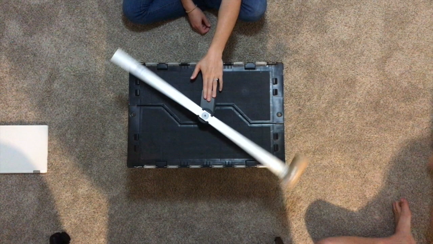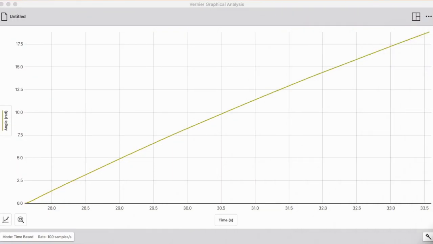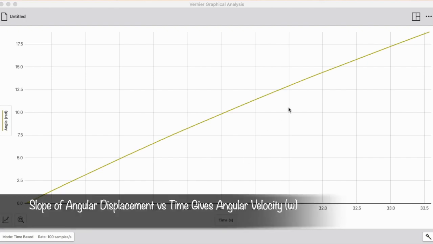Now let's use the graphical analysis software to analyze the data we just collected. All right, so this is the full data that we just collected. As you can see, on the vertical axis, we have angle, or the angular displacement, and on the horizontal axis, we have time. And so the slope of this line would be in radians per second. That would give us the angular speed, or the angular velocity of our apparatus as it rotates.